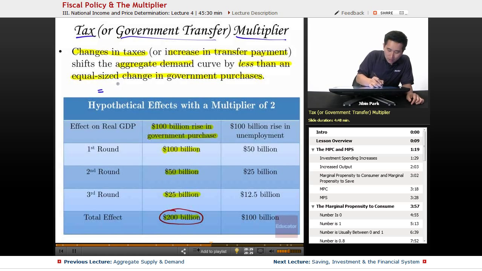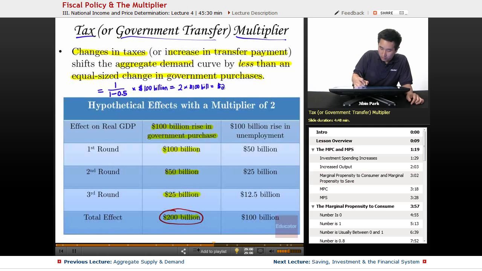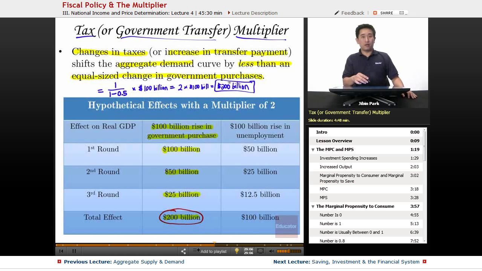You have the total increase you're trying to figure out: 1 over 1 minus MPC. Now, I didn't tell you what the MPC is, but you can figure it out because the multiplier is 2. 1 over 1 minus 0.5 equals 2, times the increase of $100 billion, so 2 times 100 billion equals 200 billion. So using the government multiplier, or the spending multiplier, you get a total increase of $200 billion into the economy.